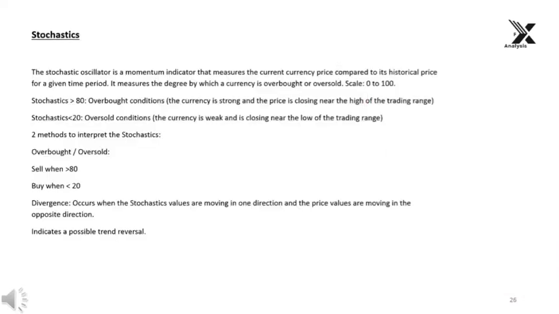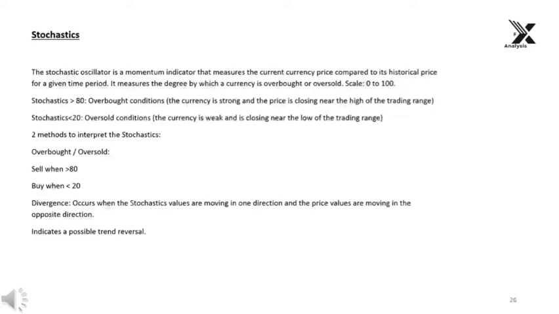Stochastics. The stochastic oscillator is a momentum indicator that measures the current currency price compared to its historical price for a given time period. It measures the degree by which a currency is overbought or oversold. Scale, 0 to 100. Very similar to RSI, it is slightly different in the way it works.